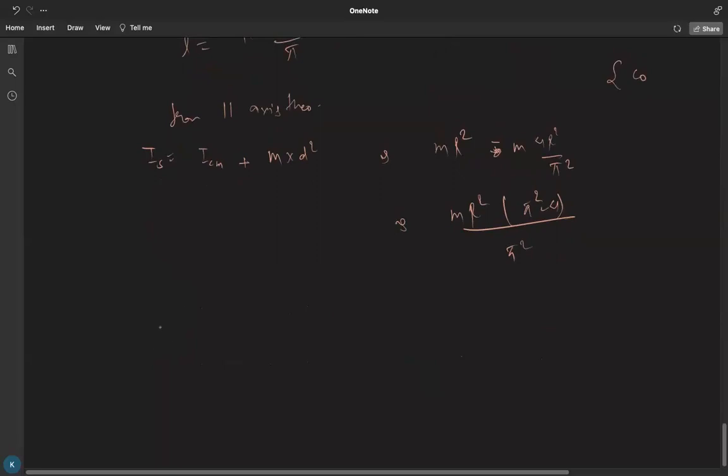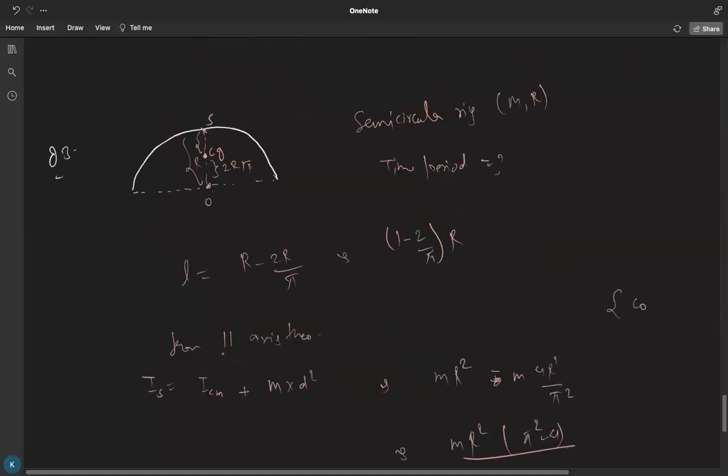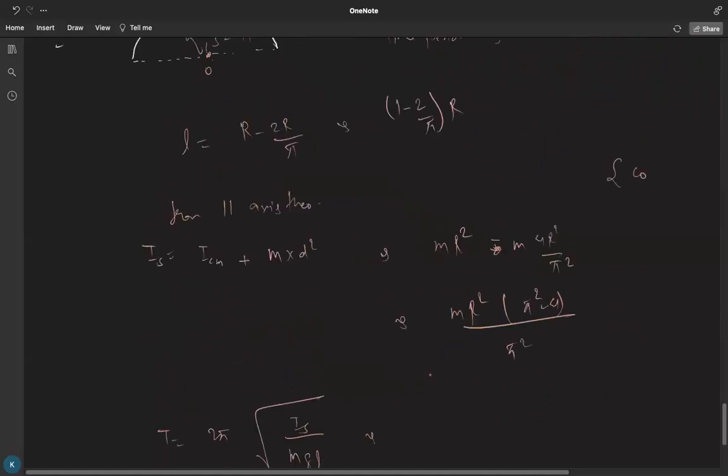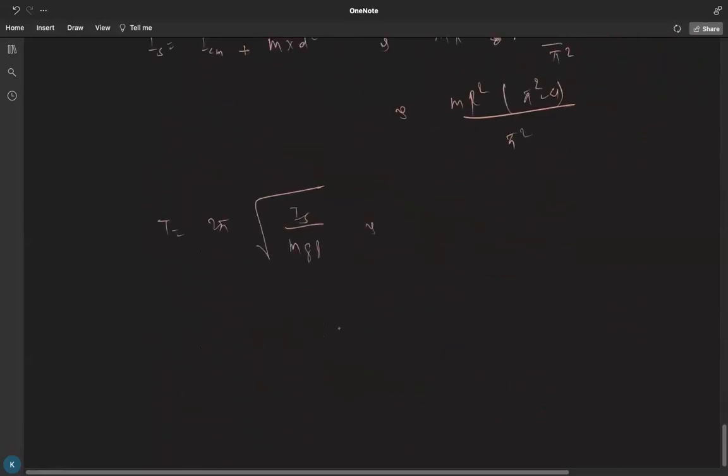So now we get the time period, which is equal to 2 pi root under I about the suspension point divided by mgl. Our L is actually 1 minus 2 by pi. So when you write it here, you get 2 pi root under 2r square pi divided by gr into pi minus 2. Okay, try to simplify it, you will get the same value, right?